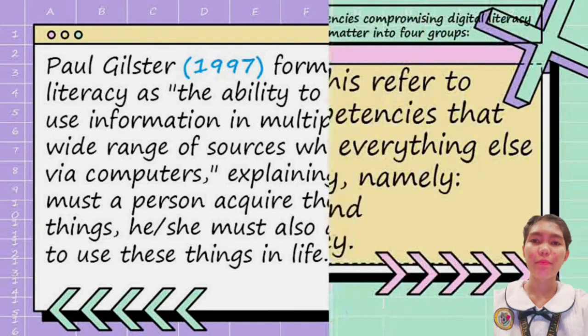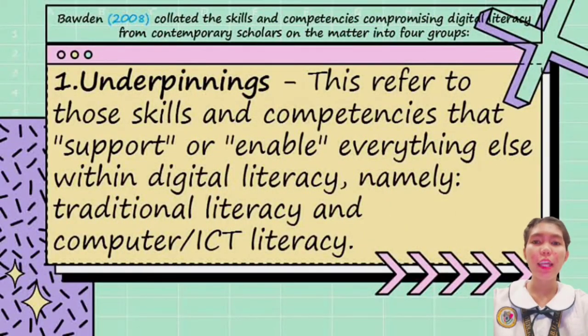Digital literacy: Bowden collected the skills and competencies comprising digital literacy from contemporary scholars on the matter into four groups. First is the underpinnings. This is the ability to use the computer and access and organize information. So this is all about utilizing or manipulating the use of the computer. If you are digitally literate, then what follows is you should know how to use a computer.